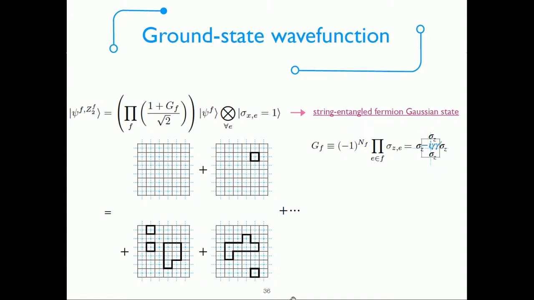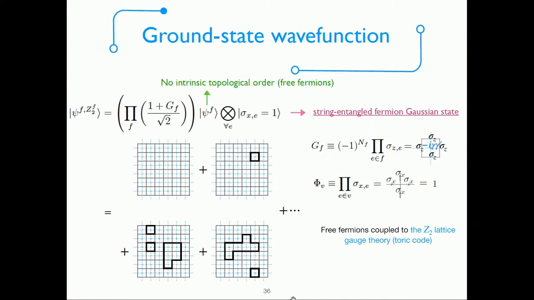If you forget about the fermions, it's exactly the wave function of a toric code Hamiltonian. In fact, the two constraints here look very much like the toric code, except now you entangle the plaquette term of the toric code with the fermion parity term. So you can think of it as free fermions coupled to the Z2 lattice gauge theory. In fact, you start with the free fermion state, which has no intrinsic topological order and is trivial, but you can produce these long-range entangled states with this coupling, with this gauging process.